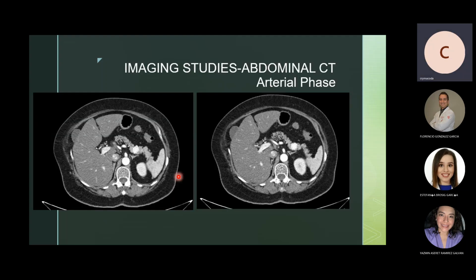So, the imaging study: we have an abdominal CT. Here we have two images of tomography in axial view in arterial phase, and we have an oval image with well-defined borders. It's observed with evident enhancement upon administration of contrast medium in the arterial phase, with approximate measures 19 by 18 millimeters, suggestive of a neoplastic process.